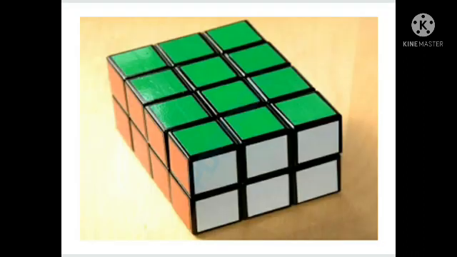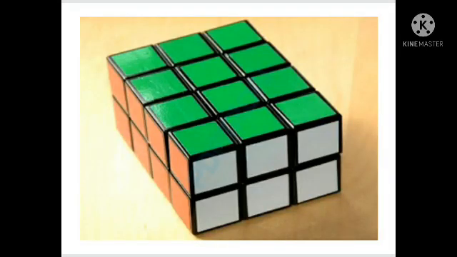Similarly, this object is also a three-dimensional object, but will you call it a cube? No, it is not a cube. It is a cuboid, right? But students, how are we able to differentiate between a cube and a cuboid? What factors do we have to consider in recognizing a cube and a cuboid?